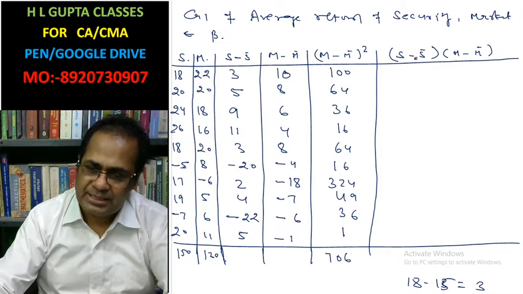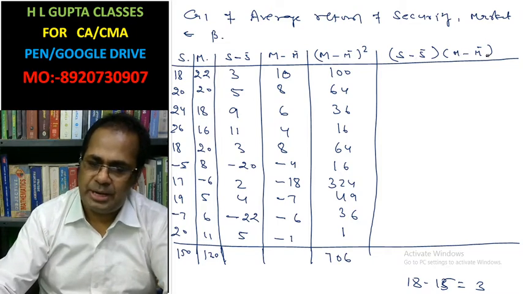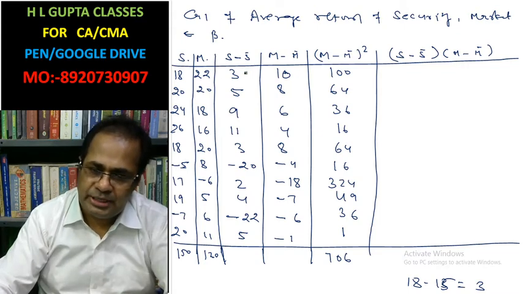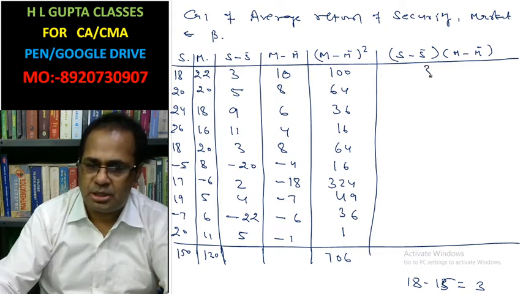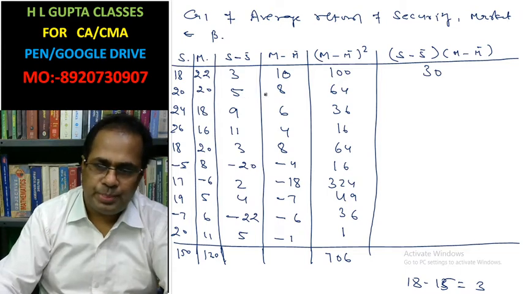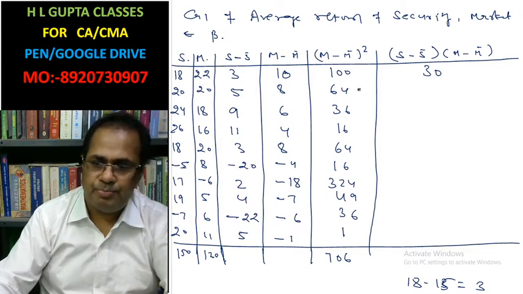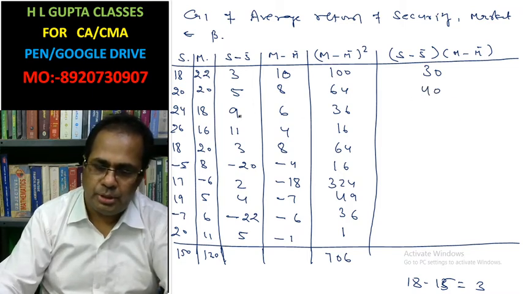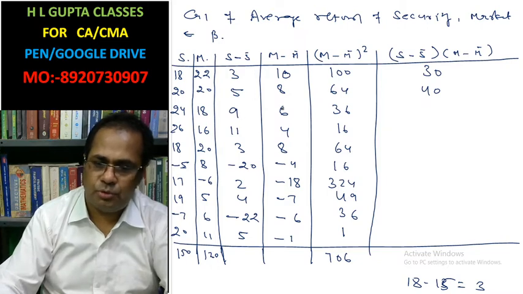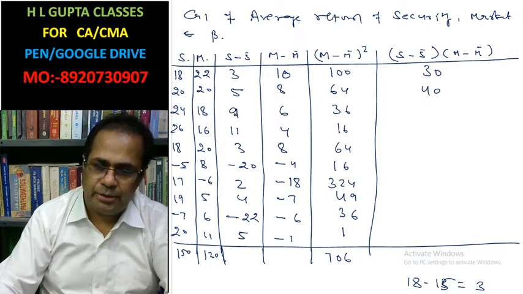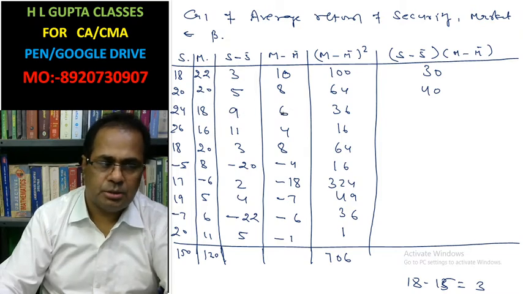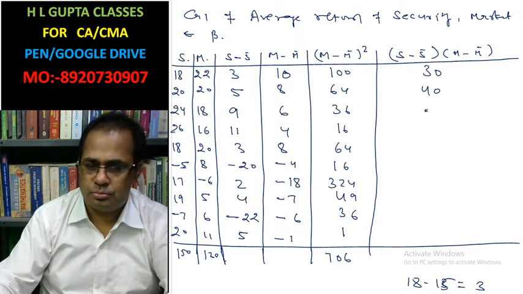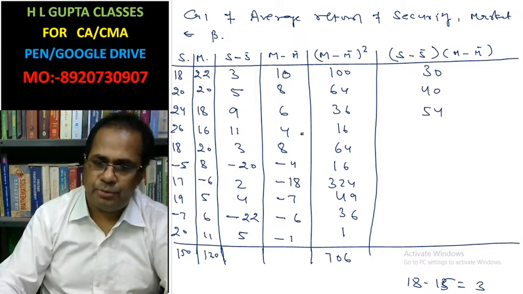Okay, now s minus s bar times m minus m bar. 3 into 10 is 30, 5 into 8 is 40. Similarly, 9 into 6 is 54, 11 into 4 is 44, 3 into 8 is 24.